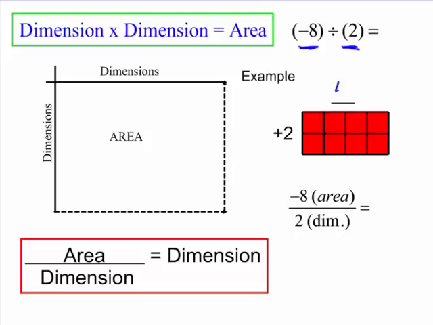Well, right away we could see it's a 4, and I could just count columns to see that. But to make it a negative, I have to use some of those multiplication big ideas, and I have to multiply a positive 2 and a negative 4 together to get this negative 8 inside the red rectangle. So negative 8 divided by positive 2, the answer is negative 4.